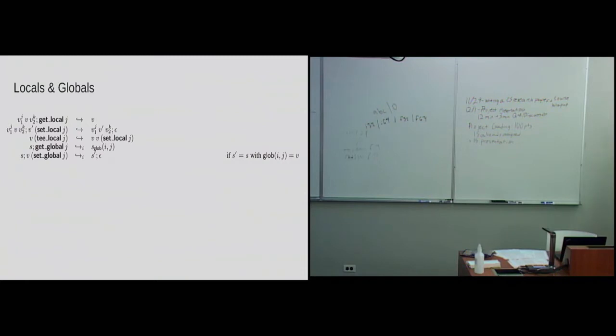And then tee, it's like the tee command in Unix. It passes the value, and if you have a set and then a get right after it, you can just replace it with the tee. It's like an optimization kind of.